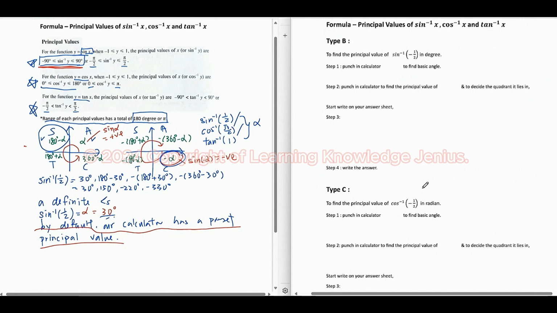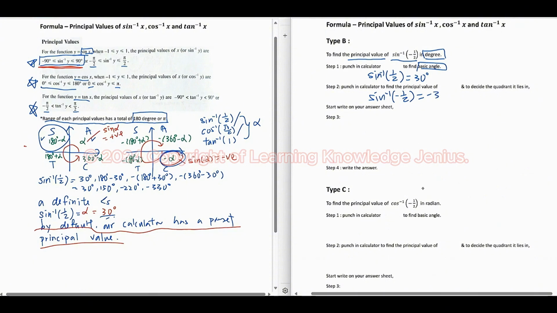Then I'm going to show you the type B question. For type B, they'll ask you to find the principal value of this one in degree mode. So what you will do is punch in the calculator for this one first. You need to punch in the positive value first, to get the basic angle. So you punch in the positive value, you get 30 degree, for example. Then step 2, you punch in the actual value they are looking for.